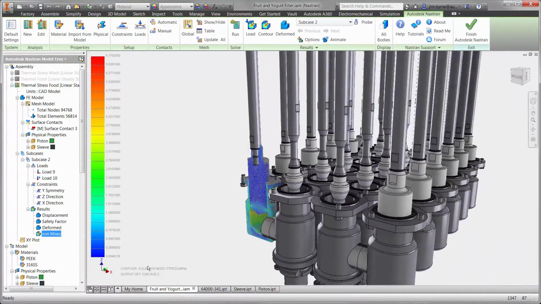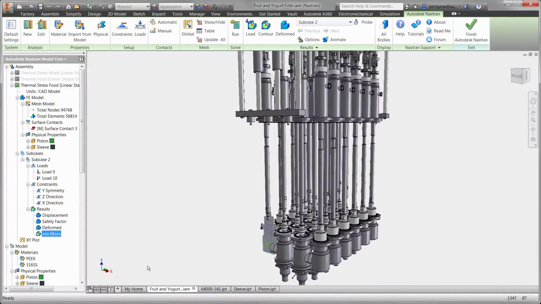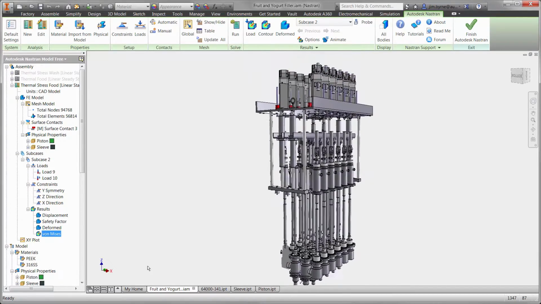Autodesk Nastran In-CAD is a robust, easy-to-use tool that is fully embedded in Inventor and SolidWorks.